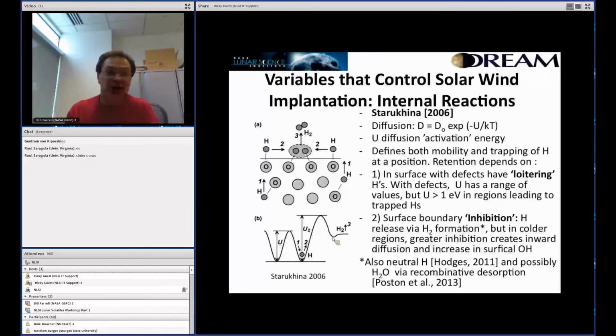And in colder regions, inhibition isn't quite as active. There's not as much migration as in hot regions. So what you could have, as she described in her paper, is a buildup of H's near the surface because they can't jump off.